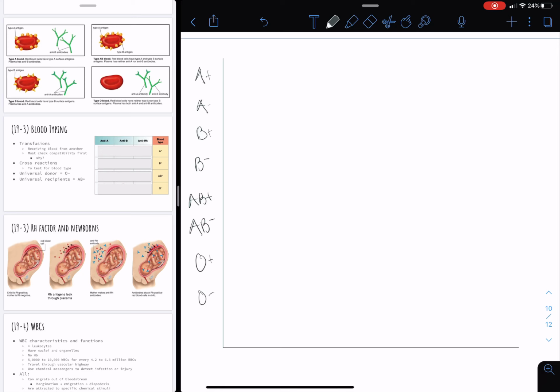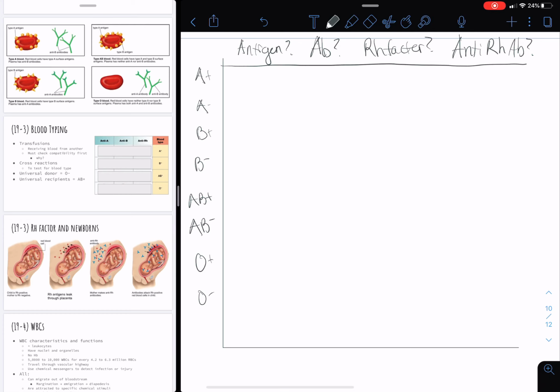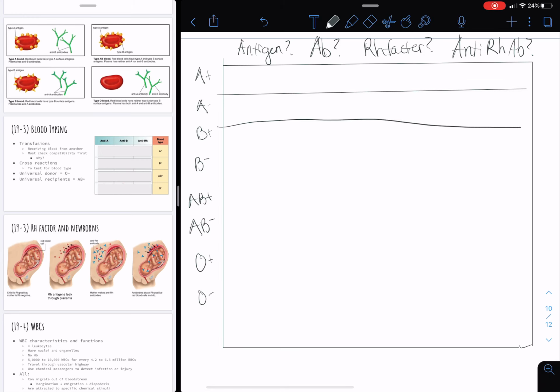And then I would think about what antigen is present and what antibody is present, if there is an antibody present. Is the Rh factor present? And if the Rh factor is present, is there any anti-Rh factor antibody present? Right? And so we want to do this for each and every single one. And I think this is a great way to really figure out how comfortable you really are with this information. So I would literally do it like this, and go down the whole table.